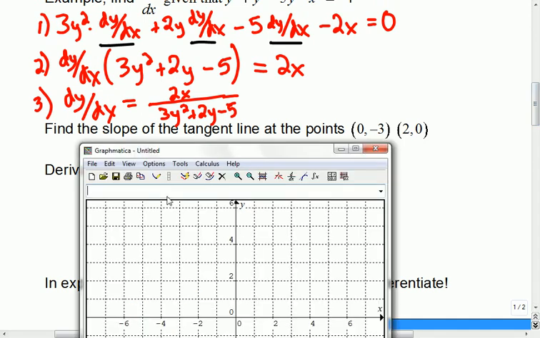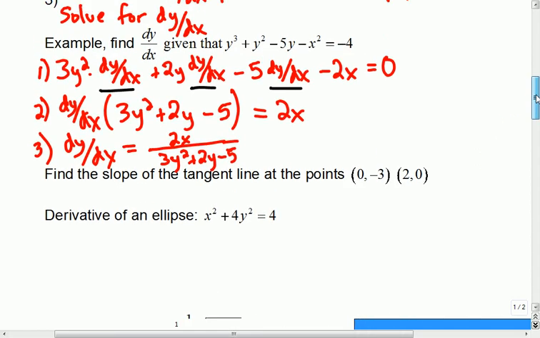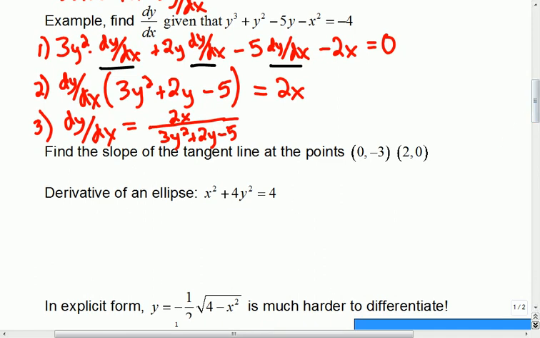Okay. So the equation was y cubed minus y squared minus 5y, and then sorry, there's a plus there, and minus x squared equals negative 4. I think, let me just double check and see if that was right. Y cubed plus y squared. Yeah, okay, so that looks right.